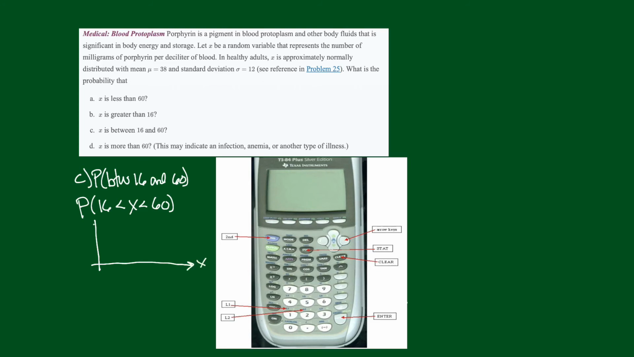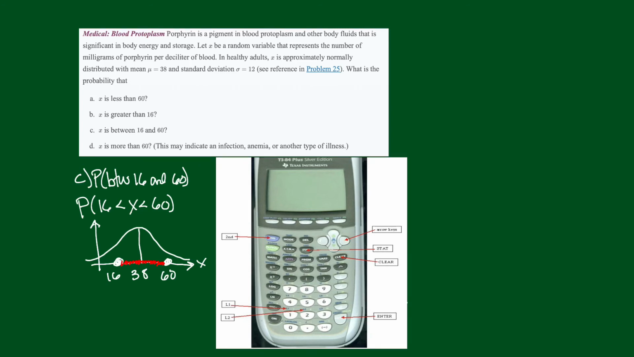These are x's. Now, we're not doing any of that converting to z, because you have to use a table for that. All right, the high point is 38. 16 is over here on the left. 60 is over here on the right. And we want to choose just some person at random, test their blood. What's the probability that that person's porphyrin level is between 16 and 60? Or for that matter, what percent of the population has porphyrin levels in that range, 16 to 60?